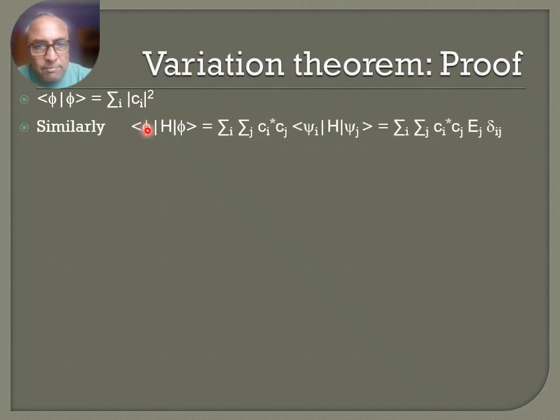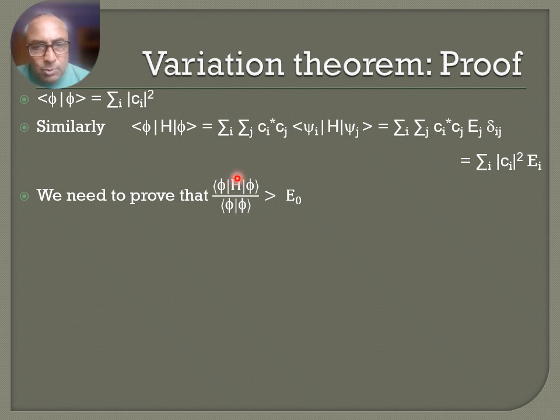Similarly, bra phi H phi ket is equal to sigma i sigma j ci star cj bra psi i H psi j ket, but that is equal to sigma i sigma j ci star cj bra psi i Ej psi j ket, since psi j is an eigenfunction of H, and since psi i and psi j are orthogonal unless i equals j, this becomes sigma i sigma j ci star cj Ej delta ij, and then expanding this double summation gives us the single summation sigma i modulus of ci squared Ei, since delta ij is equal to 1 only when i equals j and is equal to 0 otherwise.